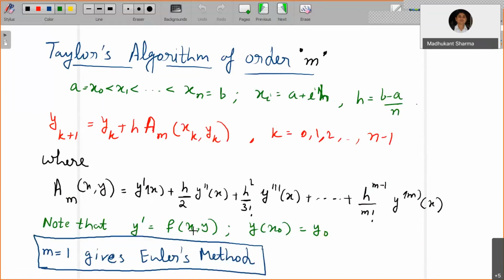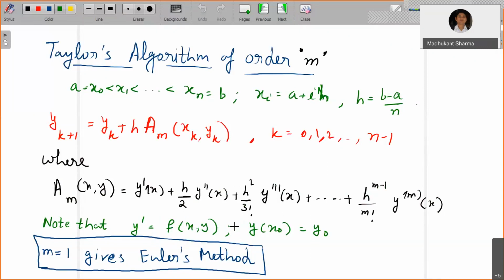So you have to evaluate the function values as well as all its higher order partial derivatives at these points xk comma yk. So this is the drawback here. You are depending not only on the values of f but also on the values of its partial derivatives, higher order partial derivatives. So this can sometimes be a very tedious job, and one needs to get rid of it. We will see how to get rid of this job as well.